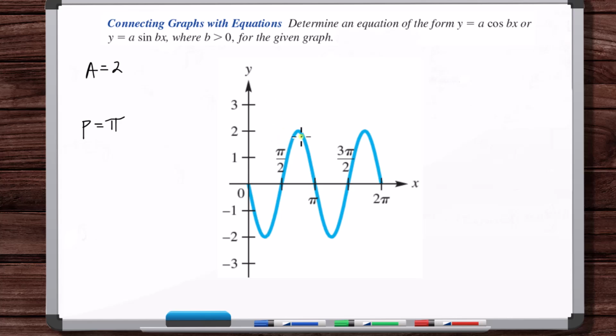It's flipped about the x-axis. It can't be flipped about the y-axis because they're telling us the b is going to be positive. We can't multiply the x by anything negative, but a can be negative, and it is. The amplitude is 2, but the function is going to be y is equal to minus 2 sine 2x.